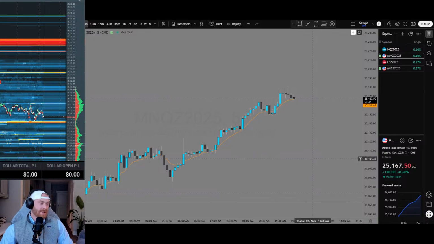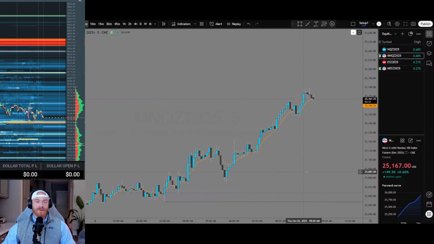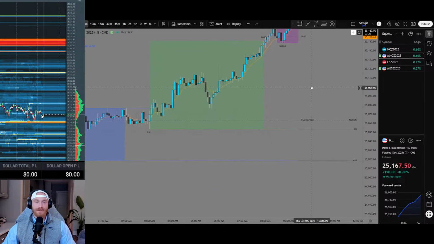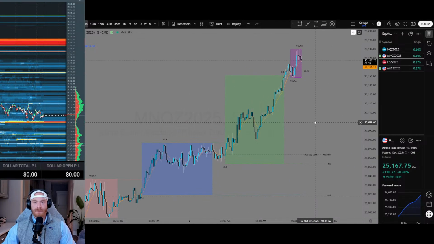Not feeling like we're gonna see a tremendous amount of movement here, but we'll see. Maybe some news will come out and we'll get something there, but we shall see.